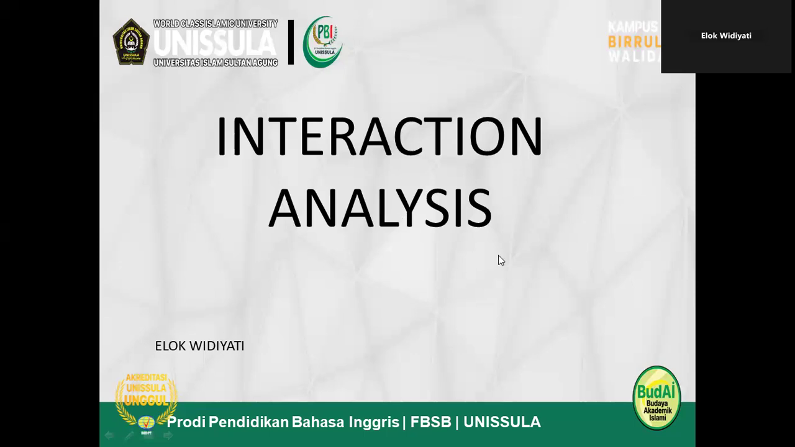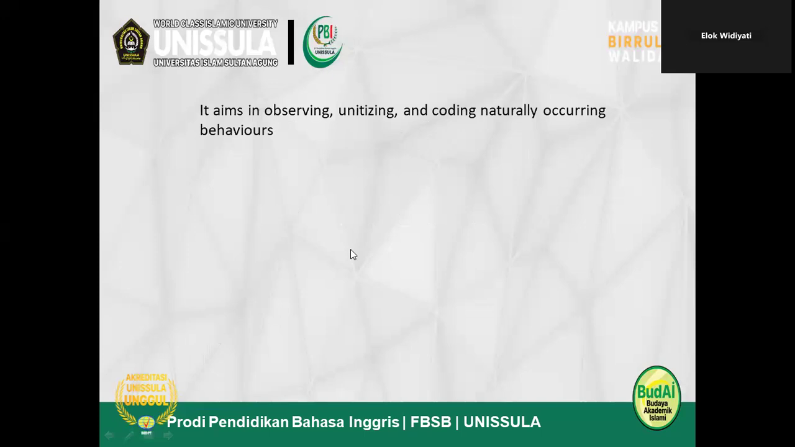Now we move on to the idea of interaction analysis itself. So, what is meant by interaction analysis and its function? It aims at observing, unitizing, and coding naturally occurring behaviors. So this is the basic function, the basic aim or objective of this tradition.